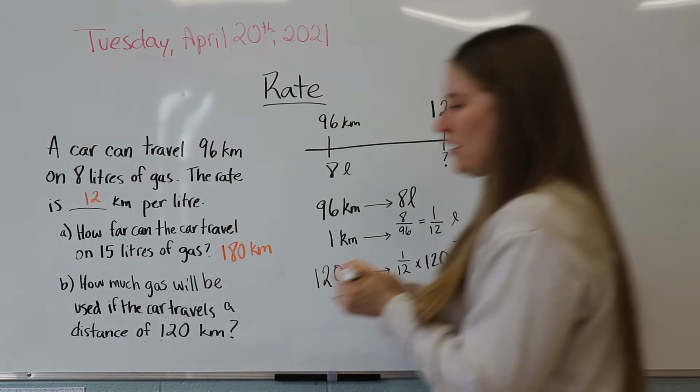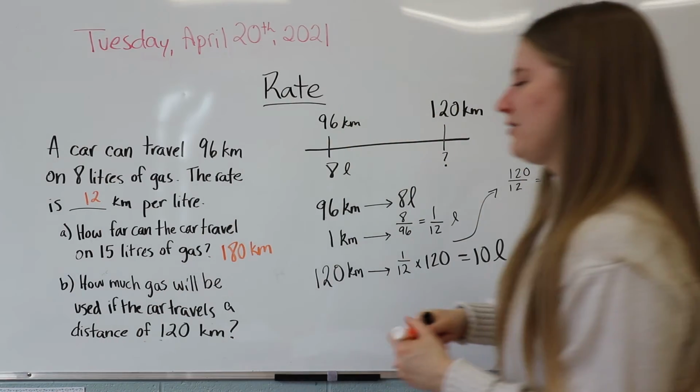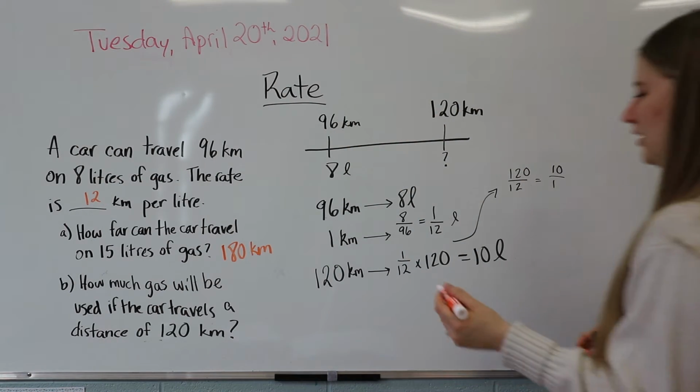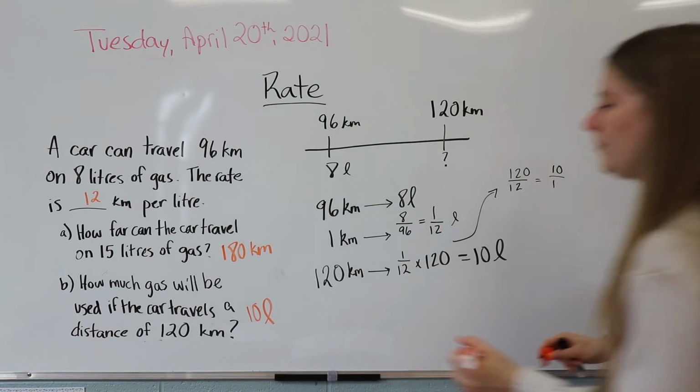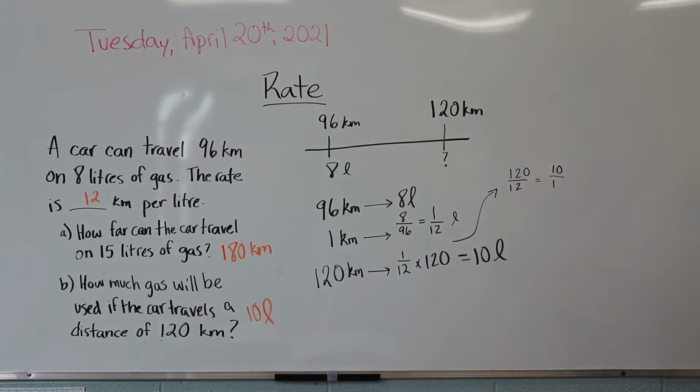Okay? So how much gas will be used if the car travels a distance of 120 kilometers? 10 liters. Okay.